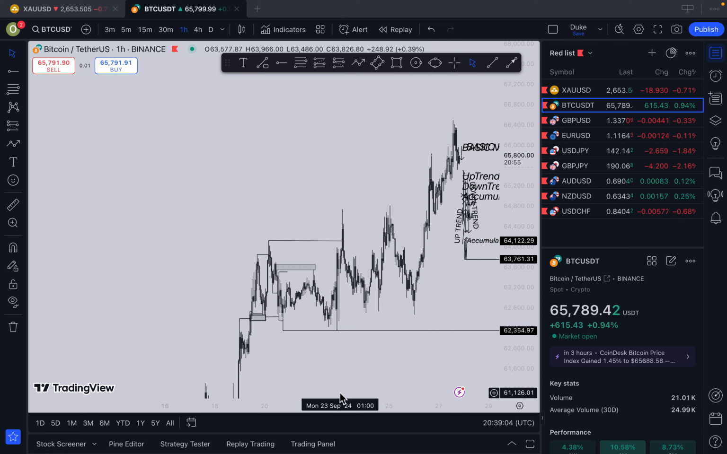Remember your higher high, higher low. This is your higher high. This is your higher low. This is your higher high. This is your higher low. Then it goes up to this higher high, then comes down again to the higher low, goes up again to this higher high, and came down here again.